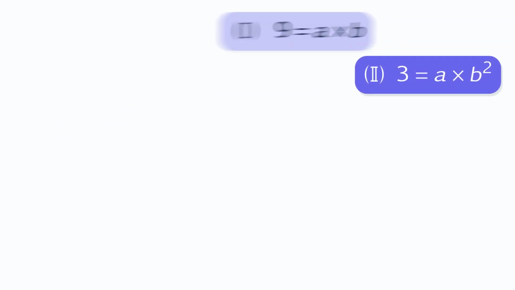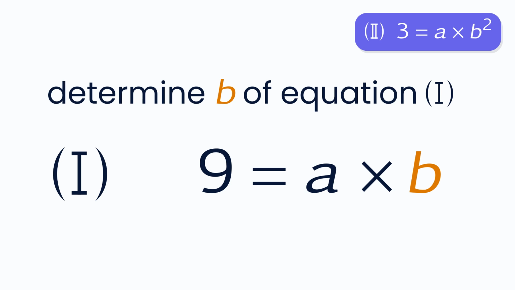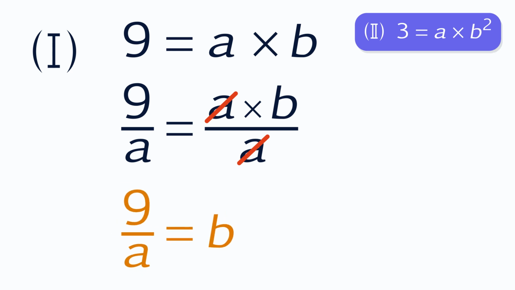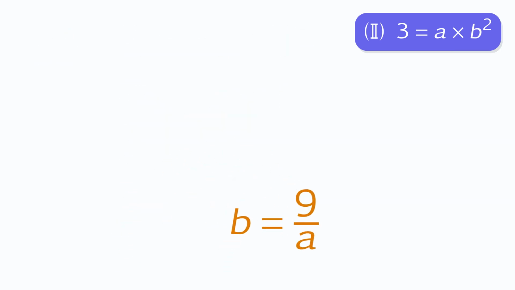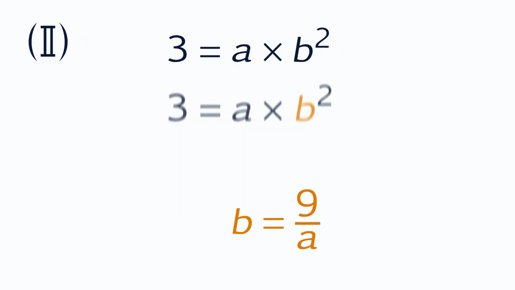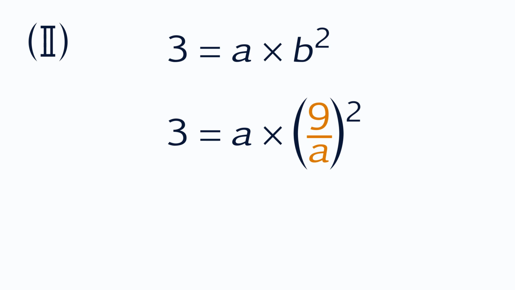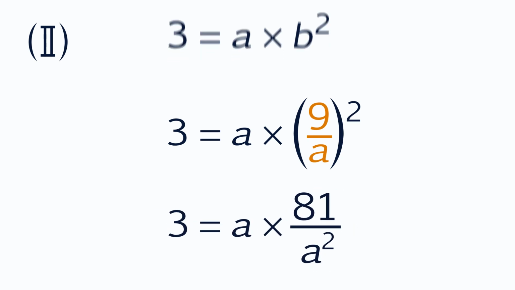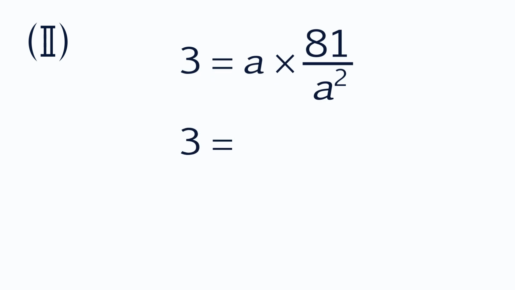The approach now is to use the substitution method. In this case, you can solve equation 1 for b. Divide both sides by a and get 9 over a equals b, which is the same as b equals 9 over a. Insert this into equation 2 for b, and you get the following. You end up with 3 equals 81 over a.